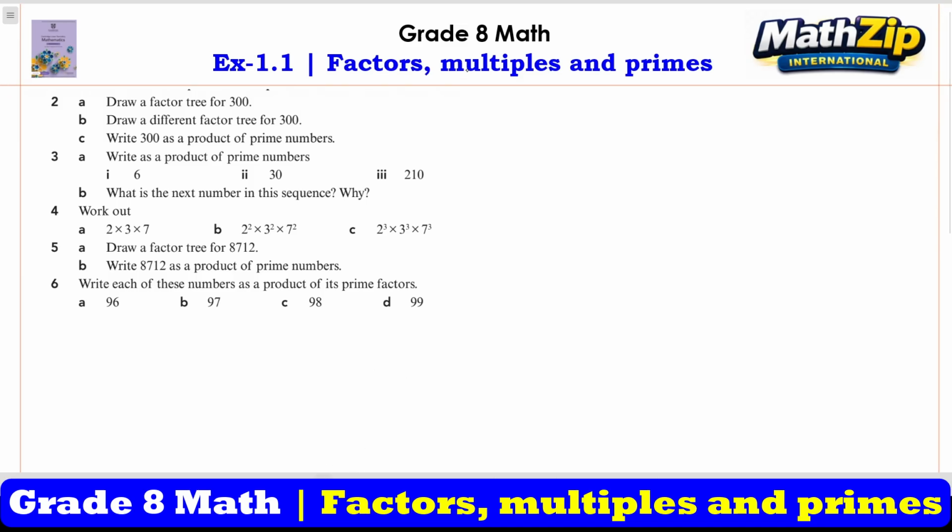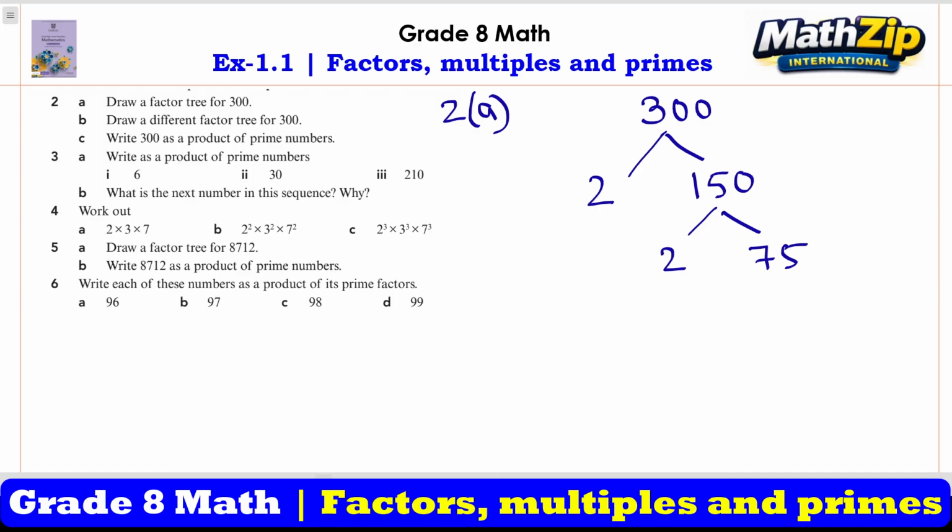Question 2a. Draw a factor tree for 300. 300 we can write as 2 and 150, right? Again we can make this one 2 and here is a 75. 75 we can write as 3 and 25. These 25 we can write as 5 and 5. It's a simple factor tree of 300.